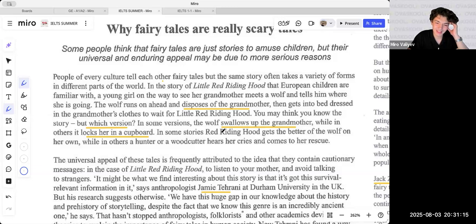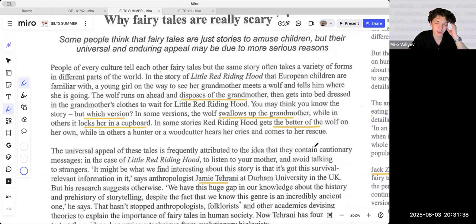In some stories, Red Riding Hood gets the better of the wolf on her own, while in others, by the way, I love this structure, a hunter, a woodcutter, hears her cries and comes to her rescue.